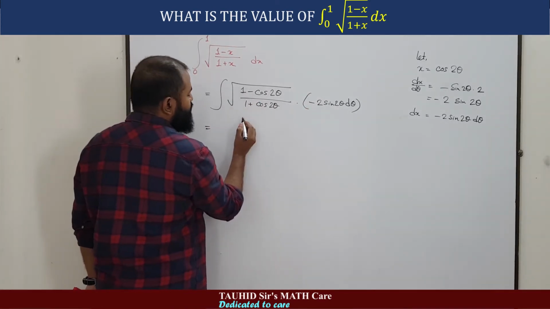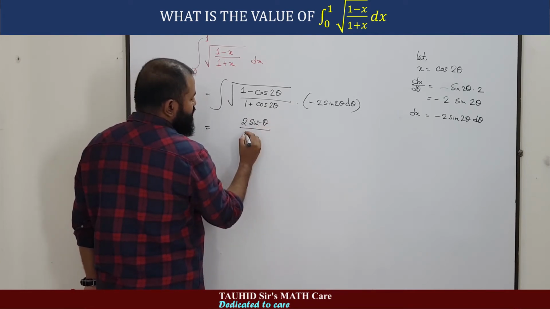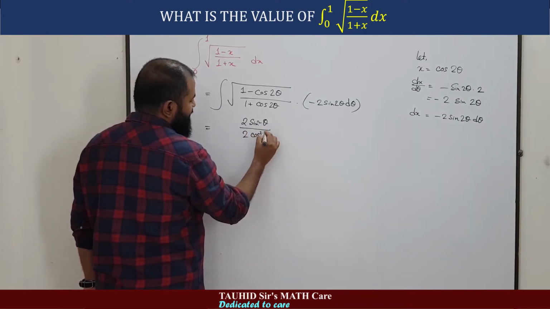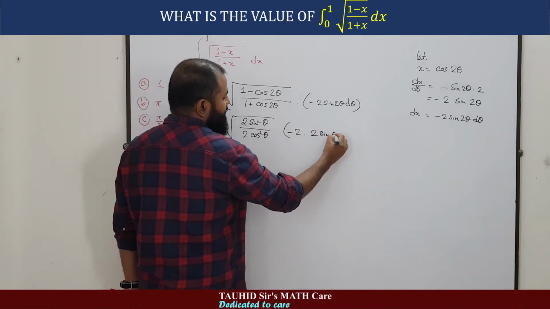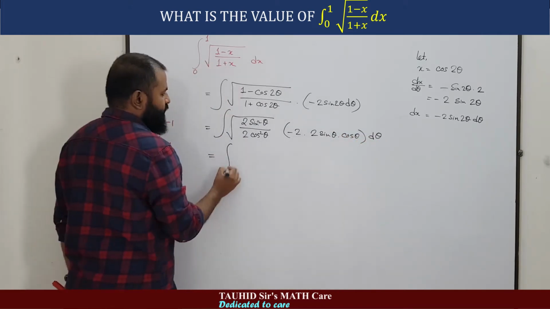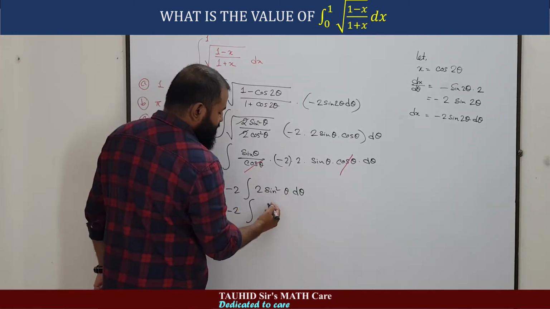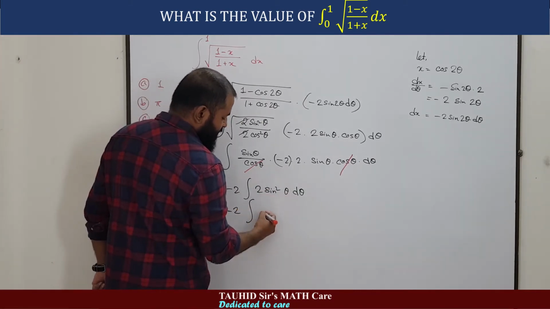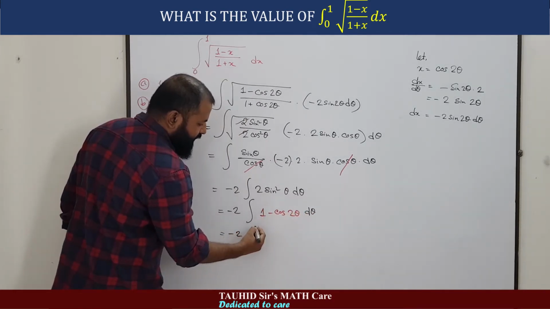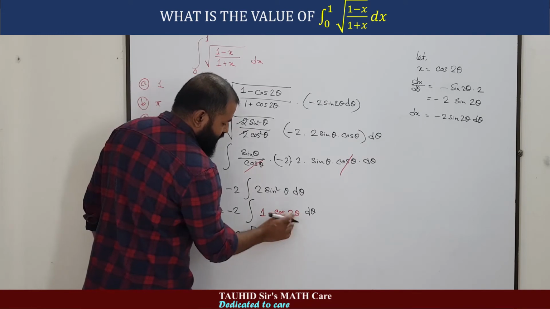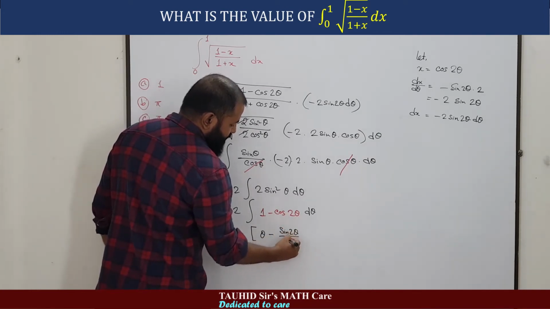Now, 1 minus cos 2 theta means 2 sin square theta. 1 plus cos 2 theta means 2 cos square theta. And what about sin 2 theta? Sin 2 theta means 2 sin theta into cos theta. Two sin square theta. You know that 2 sin square theta means 1 minus cos 2 theta. Integration of 1 means theta minus cos 2 theta. Integration of cos 2 theta means sin 2 theta divided by 2.